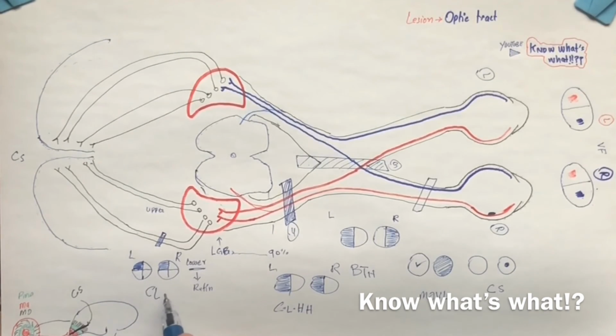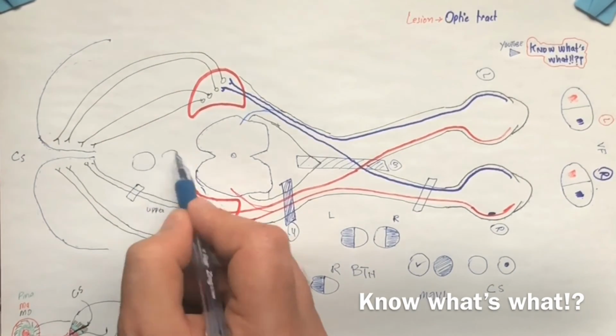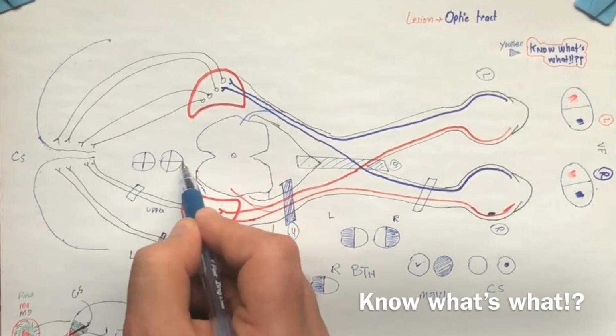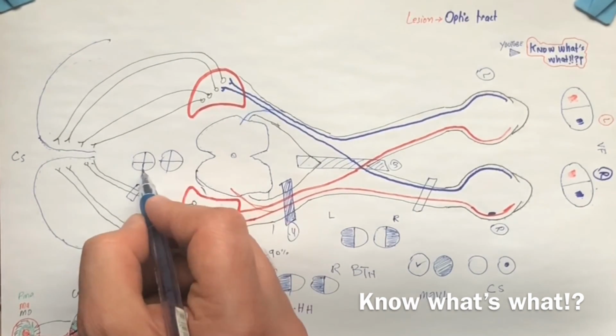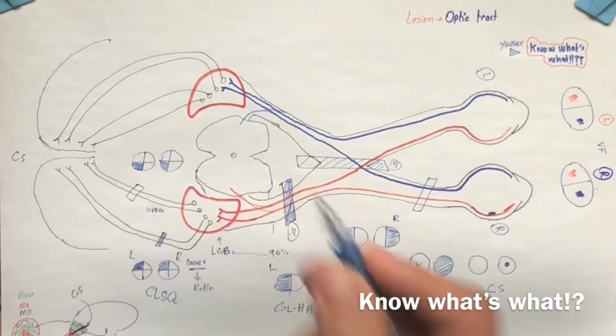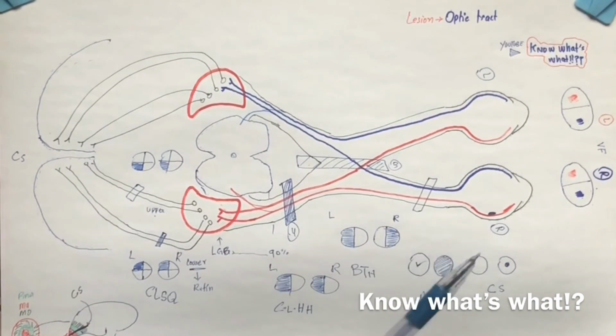And if the upper fibers get damaged for any reason, now you can't see the lower visual field because the upper retinal fibers are damaged. So it will be the contralateral inferior quadrant hemianopia.